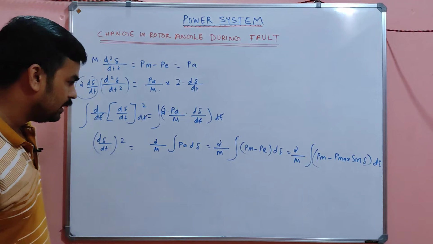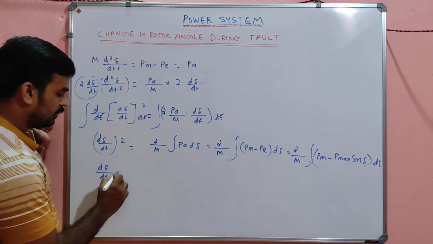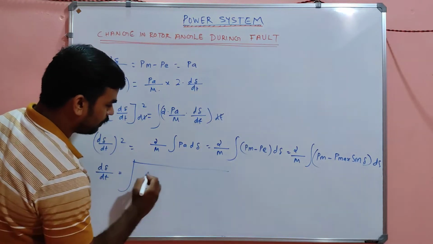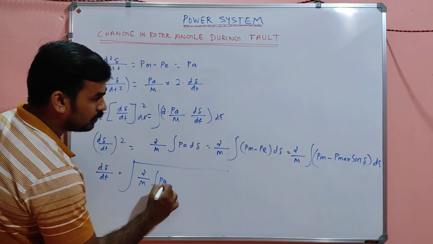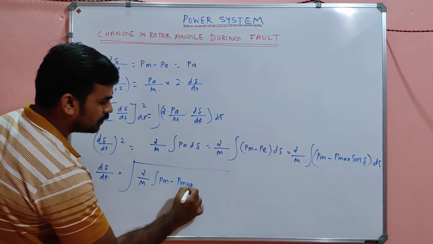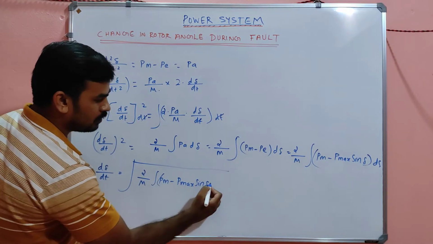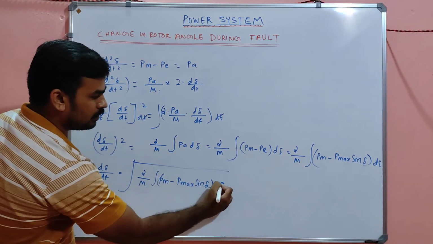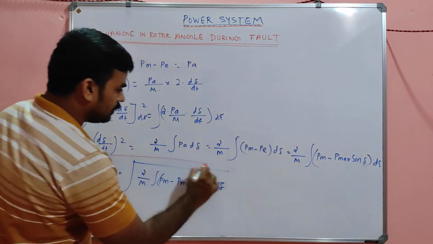So I can write d del by dt equals root of 2 by m into integral of (Pm minus P max sin del) d del. It's a very important relation, my dear.